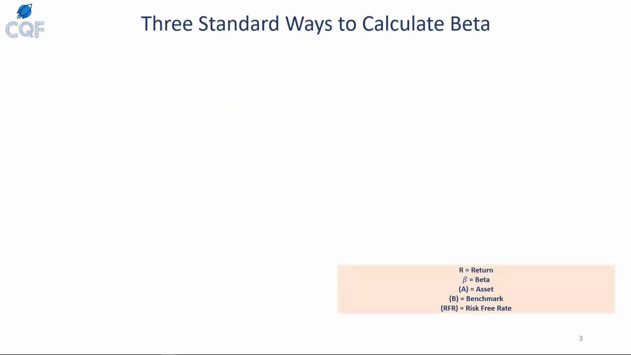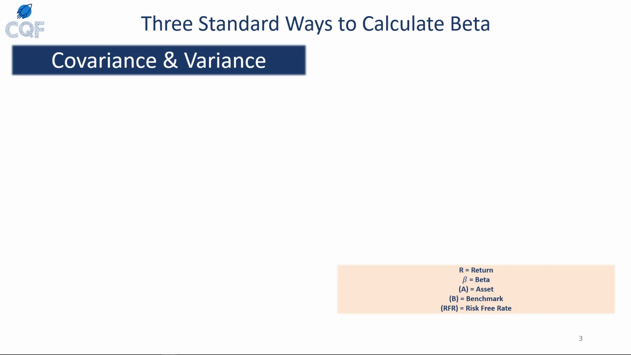So there are 3 standard ways to calculate beta. You can actually get to it in other ways as well, but I'm going to talk about these 3. You can see in the bottom right-hand corner I have a little legend so you can see some acronyms. The first method utilizes covariance and variance, where you simply take the covariance of an asset and a benchmark and divide it by the variance of the benchmark, and that'll give you your beta.